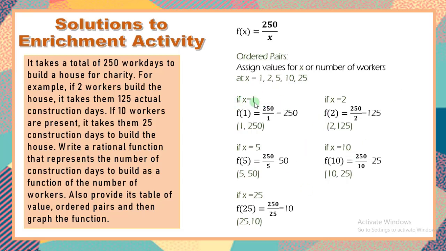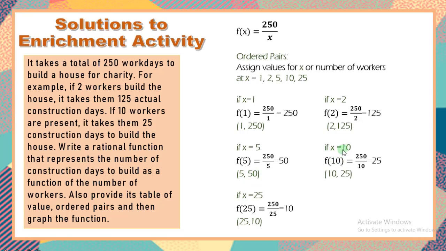If x is equal to 1, f(1) is equal to 250 divided by 1, which is equal to 250. So for our ordered pair, we have here (1, 250). If x is equal to 2, f(2) is equal to 250 divided by 2, which is equal to 125. So for our ordered pair, we have here (2, 125). If x equals 5, f(5) is equal to 250 divided by 5, which is equal to 50. So for our ordered pair, we have here (5, 50).